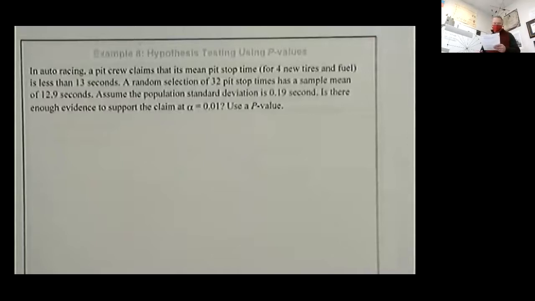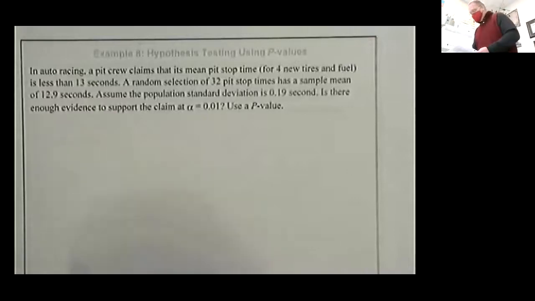A random selection of 32 pit stop times has a sample mean of 12.9 seconds. Assume the population standard deviation is 0.19 seconds. Is there enough evidence to support the claim at alpha equals 0.01? Use a p-value. So we are using the p-value method. Later on, we're going to look at the rejection region method. This is a second way of doing a hypothesis test.